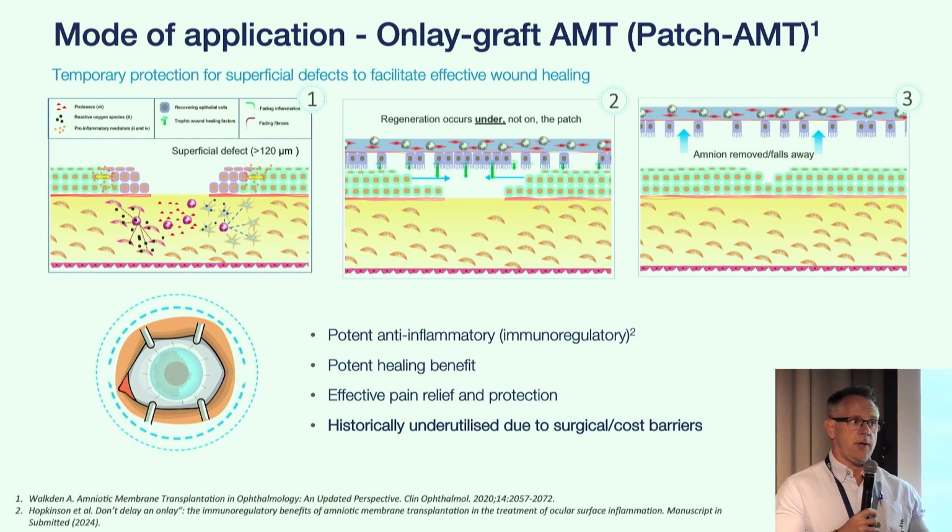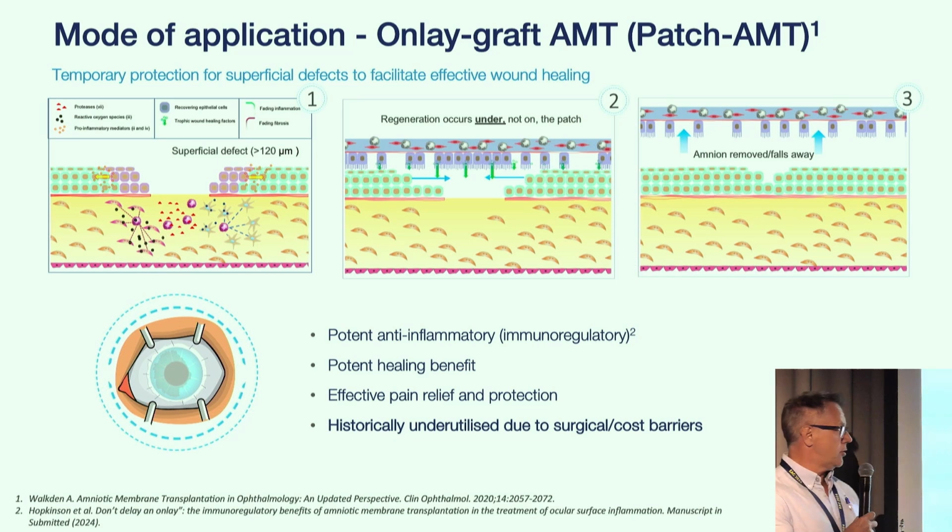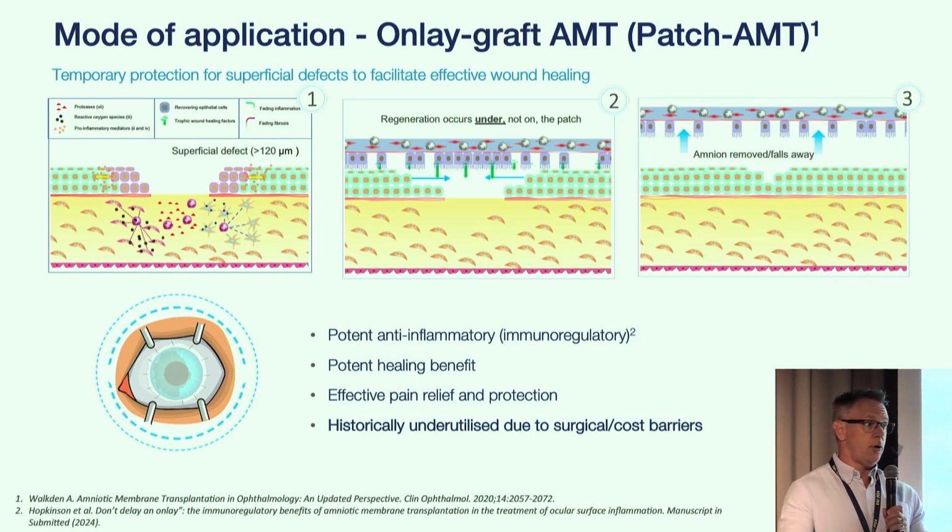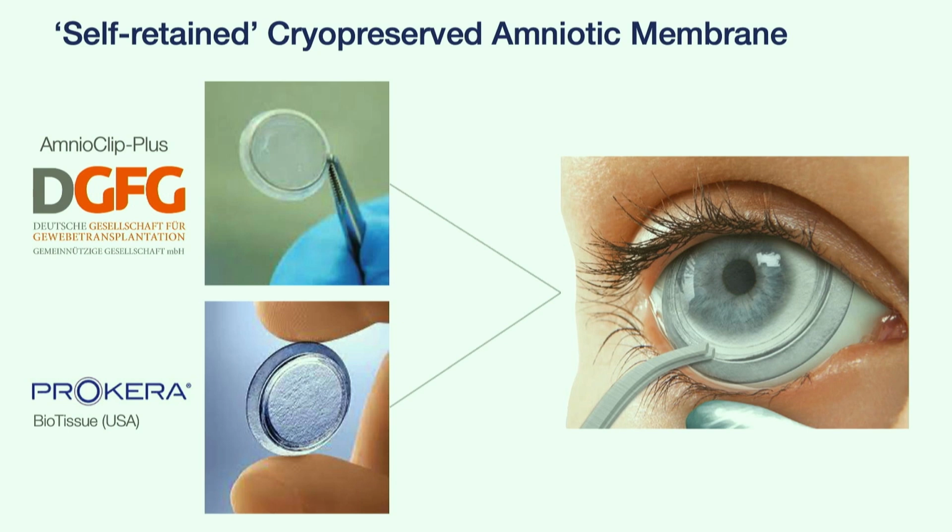The actual mode of application, as in as a patch, is not new, but it's probably the most underused clinically in ophthalmology because of the justification of taking patients to theatre to apply a patch on a superficial defect. It's just never been done in its full potential. However, I think this is probably the most effective way that amnion can be used. It delivers a very potent anti-inflammatory and healing effect, and you can actually stop the progression of pathology before it even gets going. There are other attempts at making amnions that you can apply in a non-surgical setting.